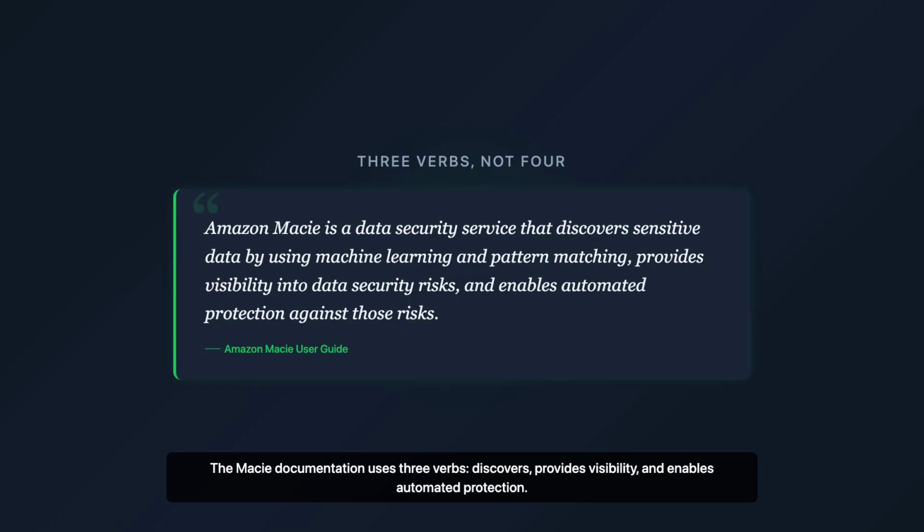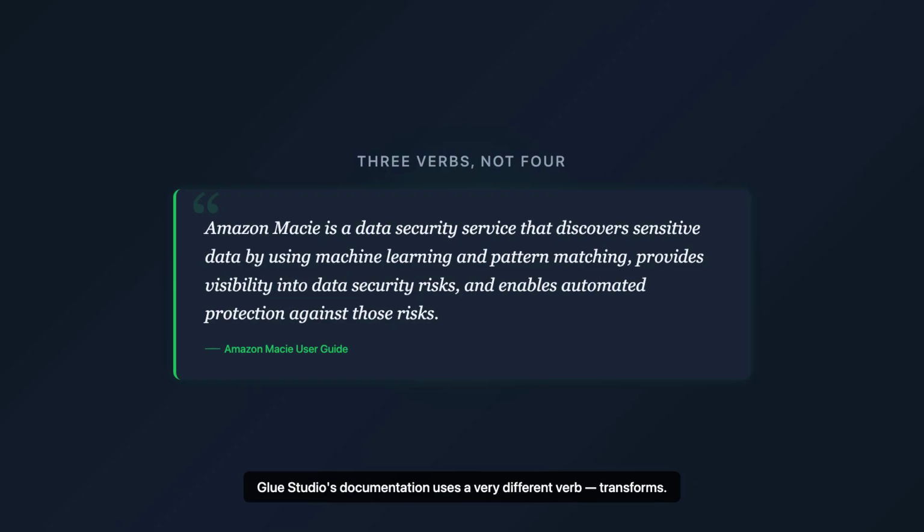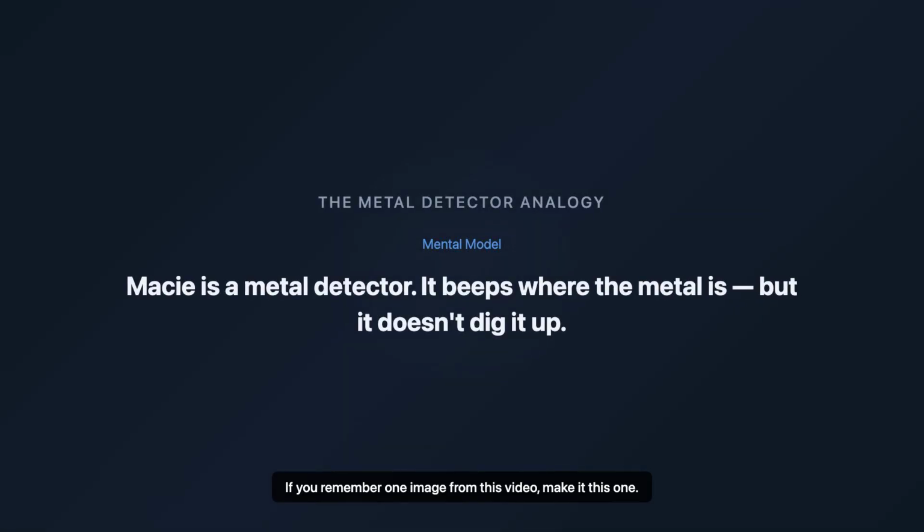The Macie documentation uses 3 verbs: discovers, provides visibility, and enables automated protection. Glue Studio's documentation uses a very different verb: transforms. That single difference is why these 2 services stay in completely separate lanes, even though scenario questions often try to make them sound interchangeable. If you remember one image from this video, make it this one.